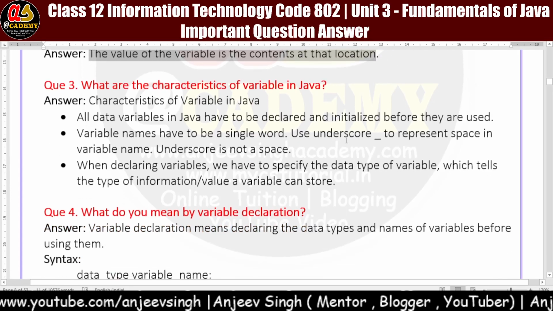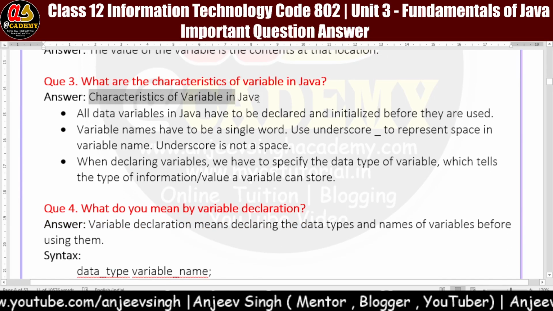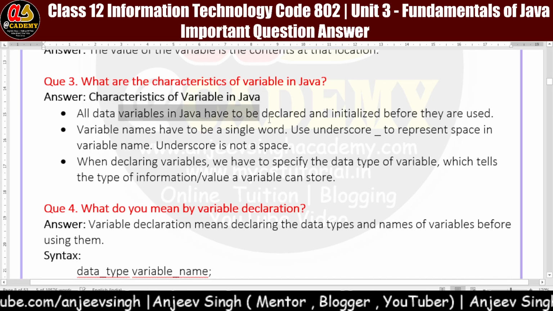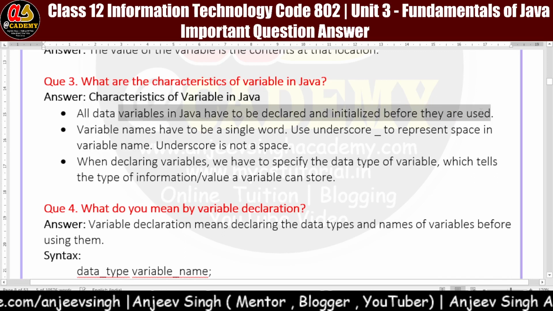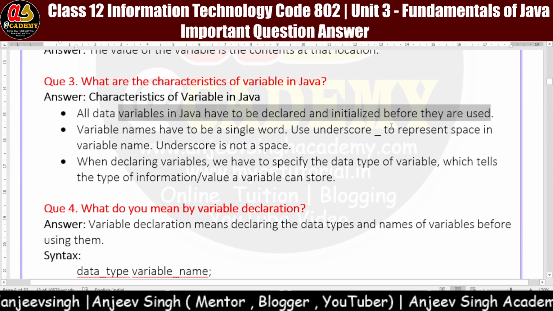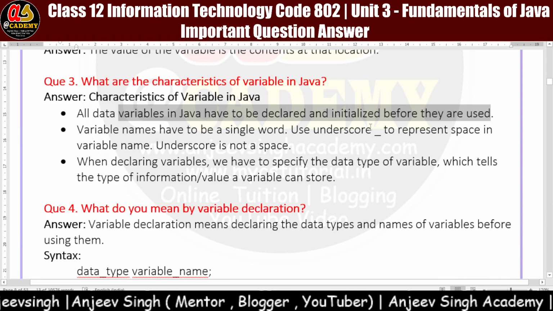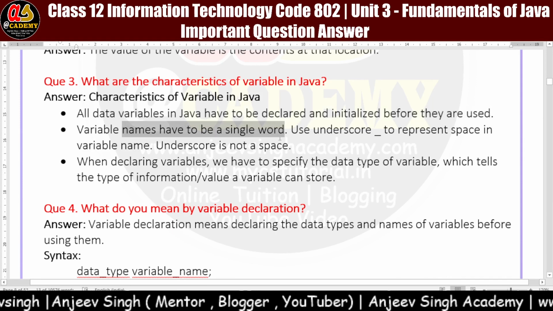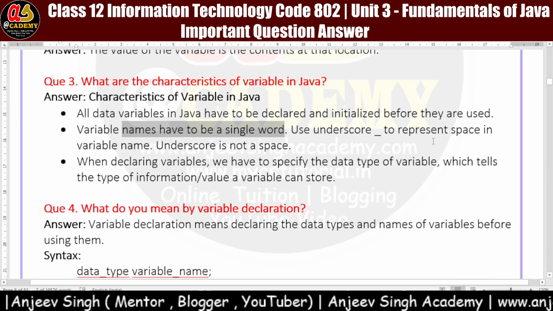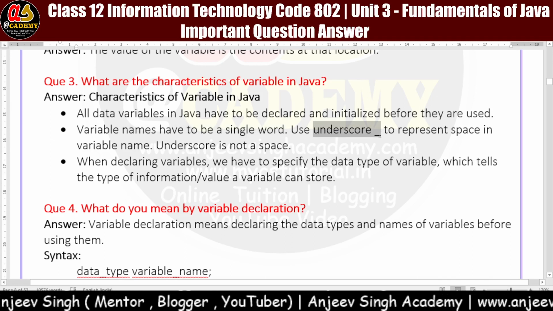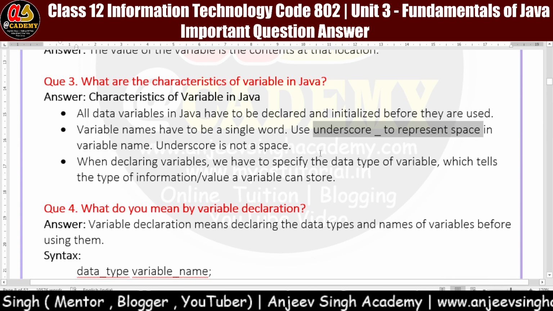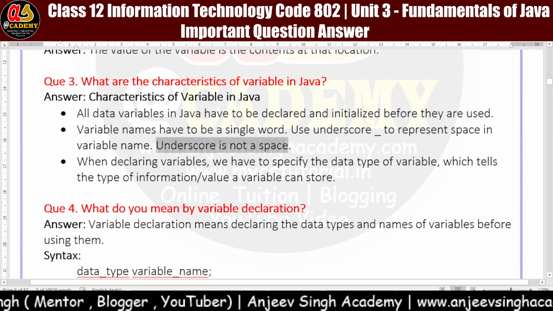What are the characteristics of a variable in Java? All data variables in Java have to be declared and initialized before they are used. It means you must declare a variable and assign a value to it before you use it. Variable names have to be a single word, meaning you are not supposed to put any space. If you want to show a space, you can use the underscore in place of the space. Underscore is not a space.